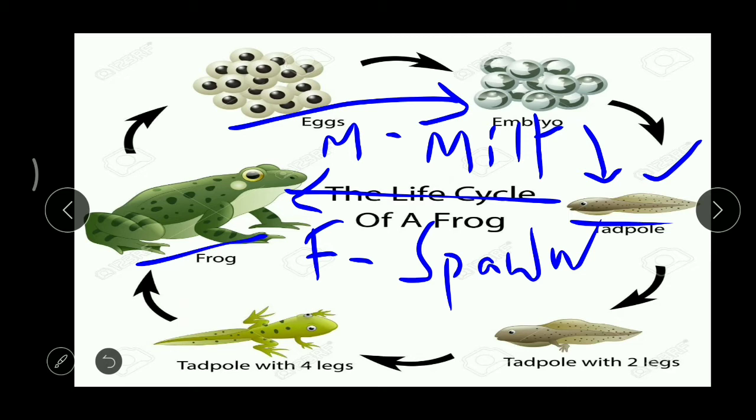And what is its food? Its food is algae. Algae means, inside the stored water, the green colored, grassy structures that we can find. That is called algae, and this algae is food to the tadpole, right? And later this tadpole will transform into what? First it develops two legs, and later four legs, and later this tadpole will transform into a frog.